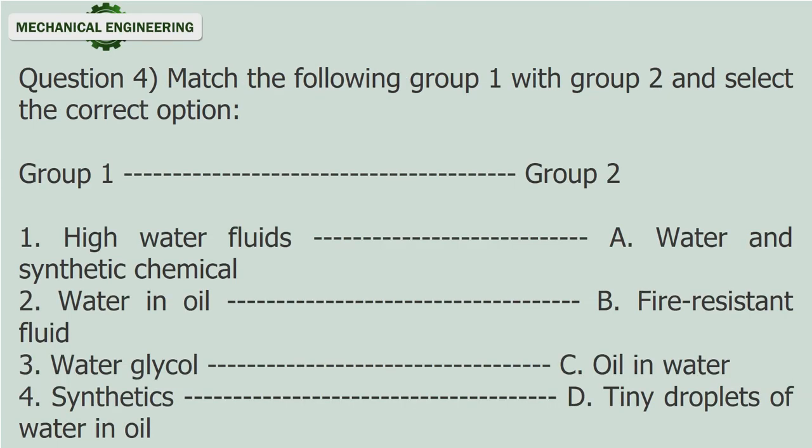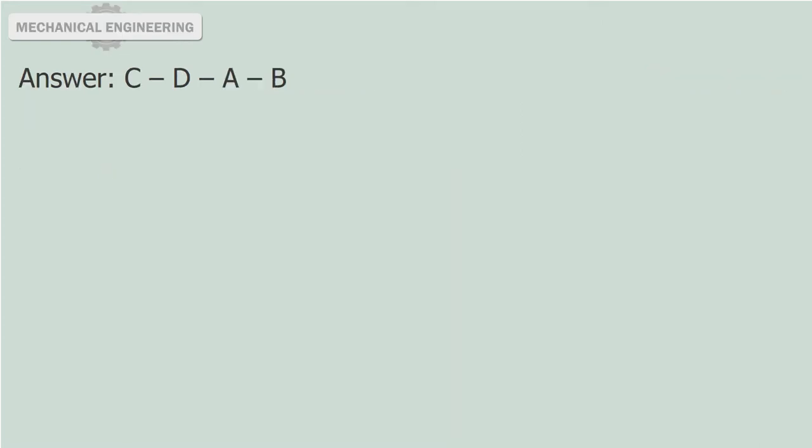Question 4. Match the following group 1 with group 2 and select the correct option. Group 1: 1. High water fluids, 2. Water and oil, 3. Water glycol, 4. Synthetics. Group 2: A. Water and synthetic chemical, B. Fire resistant fluid, C. Oil in water, D. Tiny droplets of water in oil. Options: A. C, D, A, B. B. D, C, B, A. C. C, D, B, A. D. D, C, A, B. Answer, C, D, A, B.